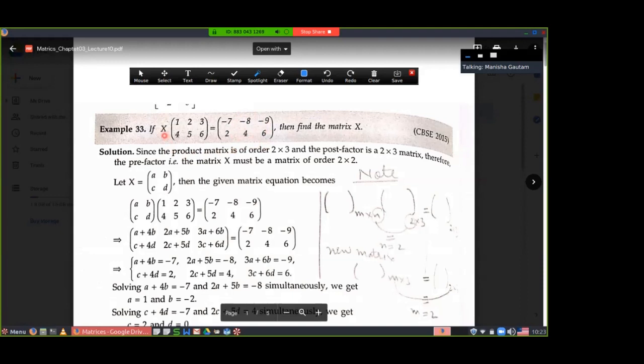First of all, you have to know what order will be there for this matrix X. For this, we have to go here. A special note is written here. You can see, you want a matrix X, suppose its order is m by n. The second matrix, its order is given to you, 2 rows and 3 columns, 2 by 3. And the right hand side answer has order 2 by 3, 2 rows and 3 columns.